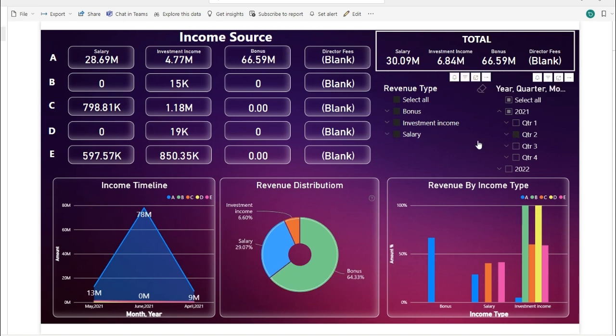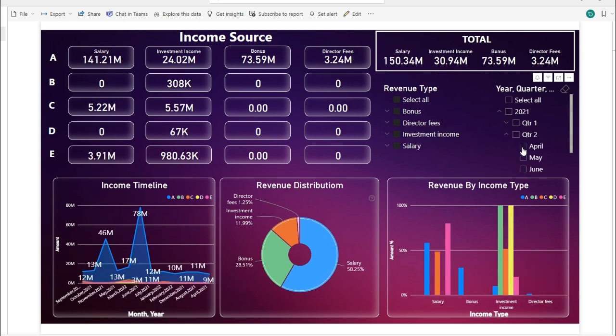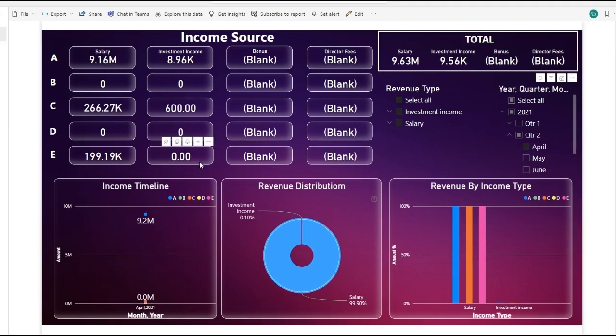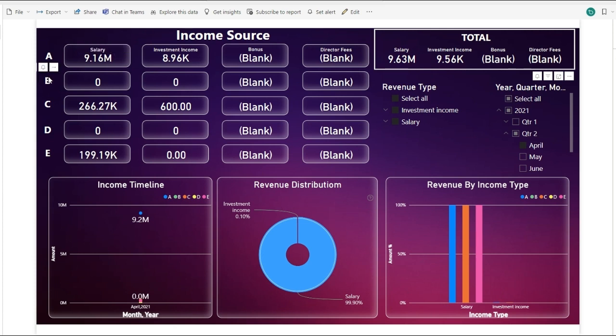If you want to go deeper inside that quarter by selecting a particular month, then you can select the month, like just clicking on April, you will get the amount of income earned by all the people in the month of April of the year 2021. A has earned 9.16 million, C has earned 2.66 million, and E has earned 1.99 million. In this way, we can get the data for all the people according to the year, quarter, and month.